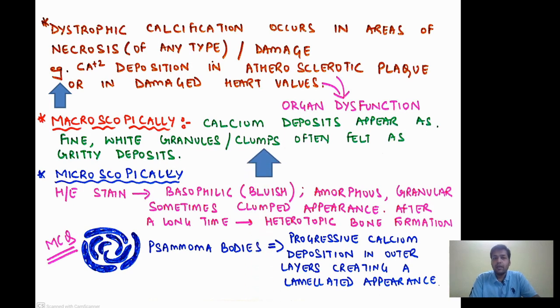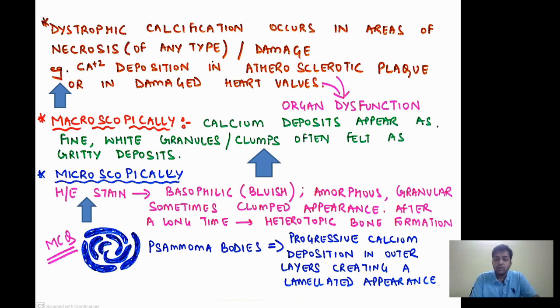So macroscopically, means when you look with your naked eyes, what do you see? The calcium deposits appear as fine whitish granules or clumps, which is often felt as gritty deposits. And microscopically, that is under the microscope, under H&E stain, they are bluish, basophilic, amorphous, granular, sometimes clumped in appearance. And after a long time, there can also be bone formation.